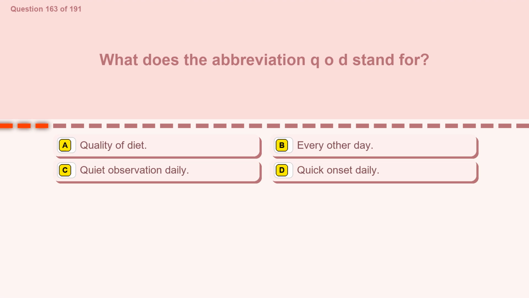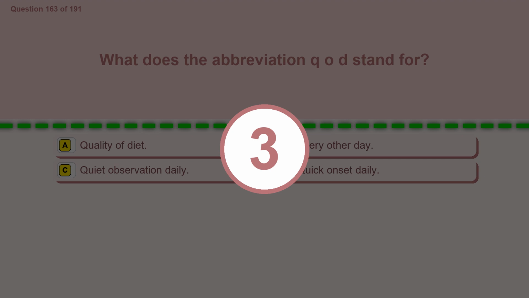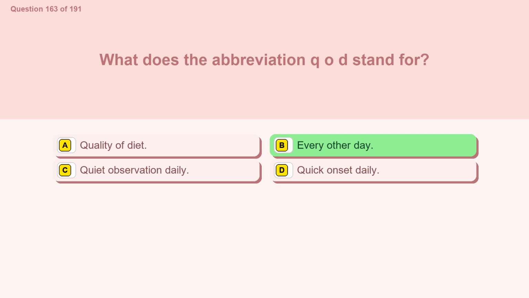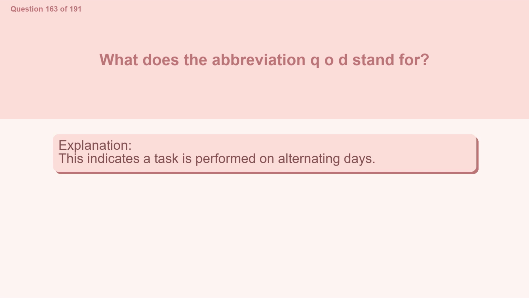Question 163. What does the abbreviation QOD stand for? Option A, equality of diet. Option B, every other day. Option C, quiet observation daily. Option D, quick onset daily. The correct answer is option B, every other day. This indicates a task is performed on alternating days.